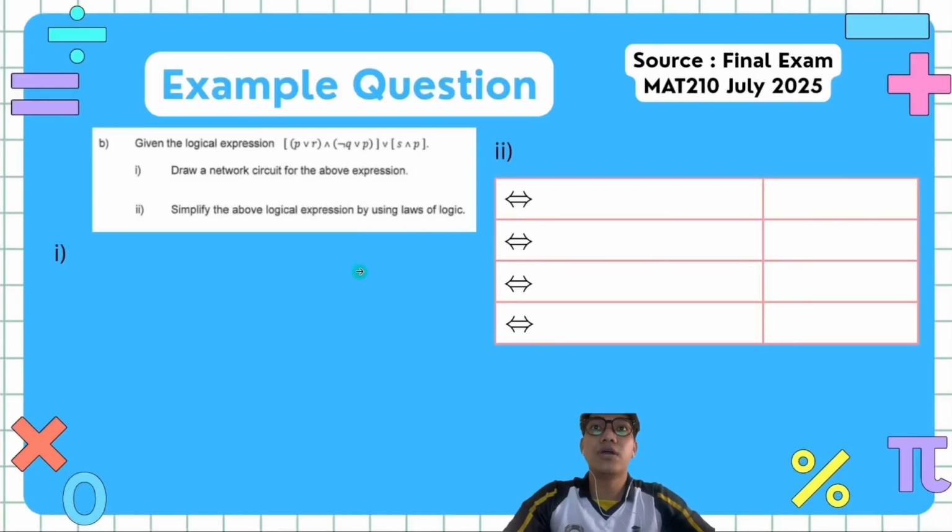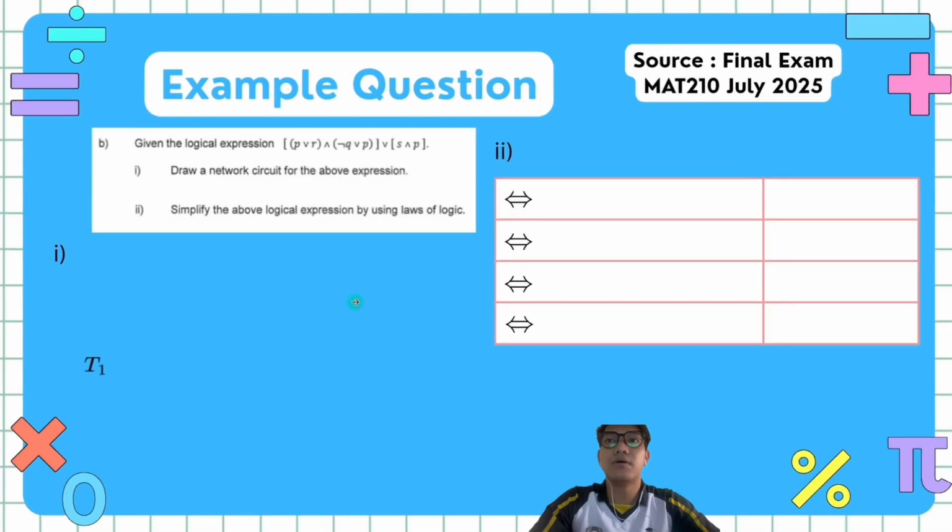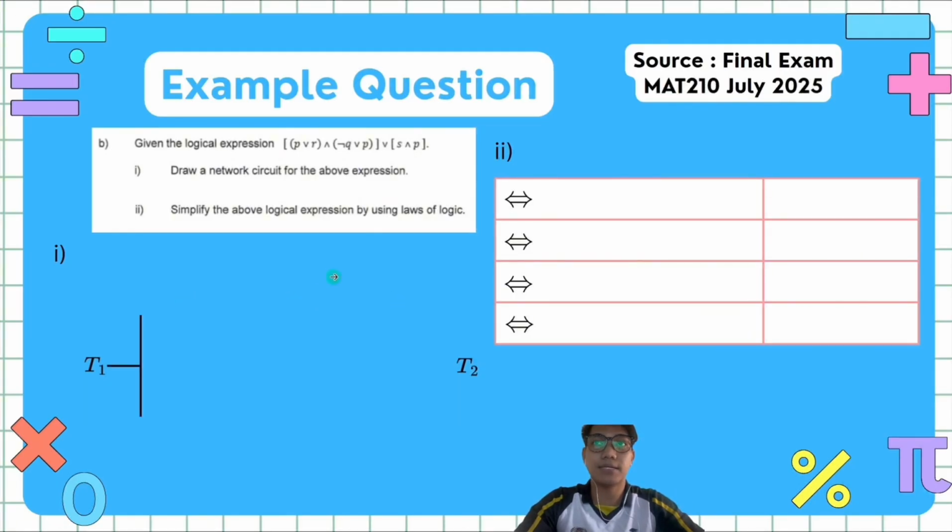First, to draw a network circuit, we need to identify the operator given, such as AND or OR. AND operator is represented using a series circuit and OR operator is represented using a parallel circuit. Our input is ST1 and our output is ST2. First and foremost, we identify the operator that connects both brackets, which is an OR operator. OR operator is represented using a parallel circuit.